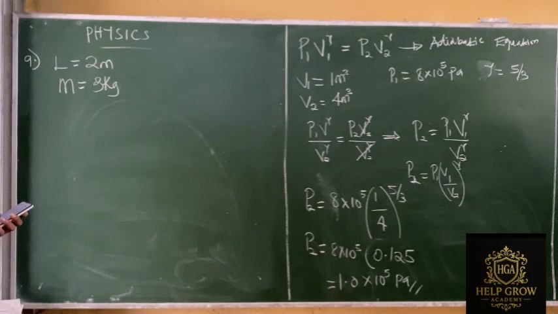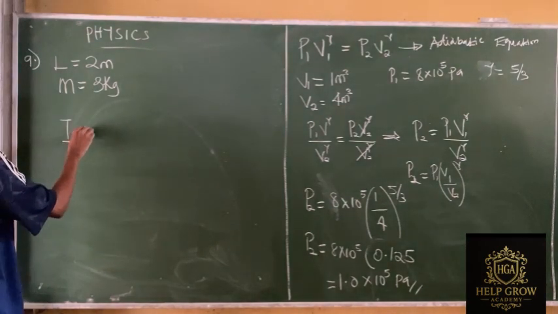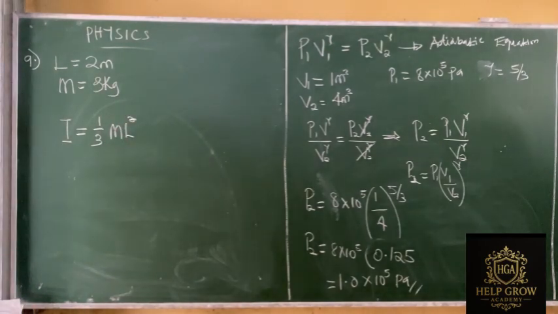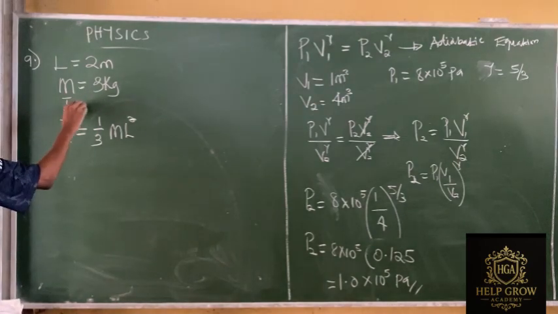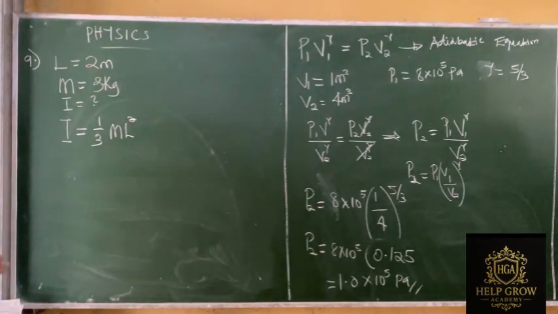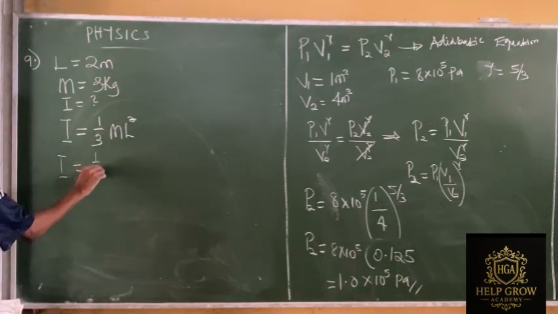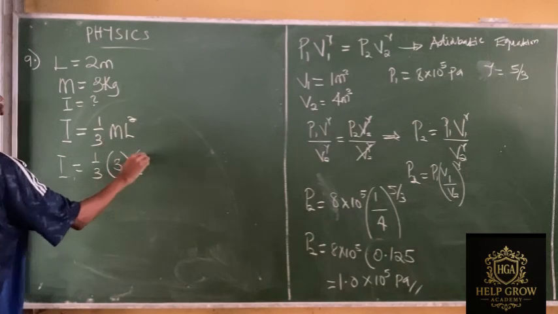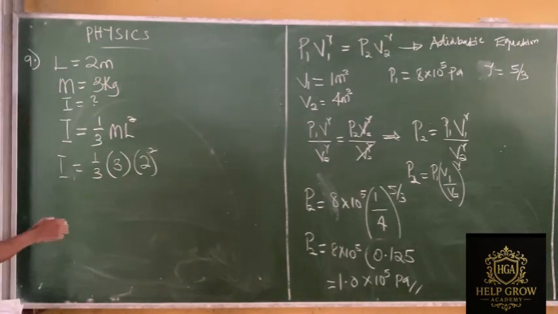Now, having done this, it says it is pivoted at one end. Moment of inertia simply means resistance to rotational motion, and mathematically it is represented as I is equal to 1/3 ml squared. We have the mass, we have the length. We are asked to find the moment of inertia. So I is equal to 1/3 into, our m here is 3 kg. Our length is 2, all to power 2.